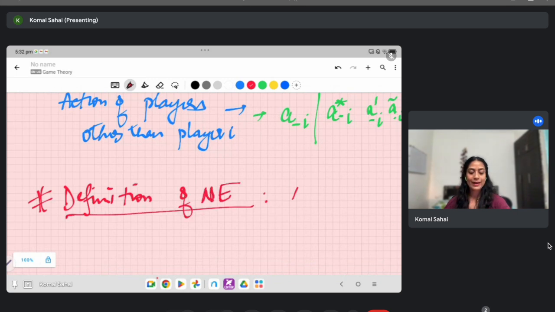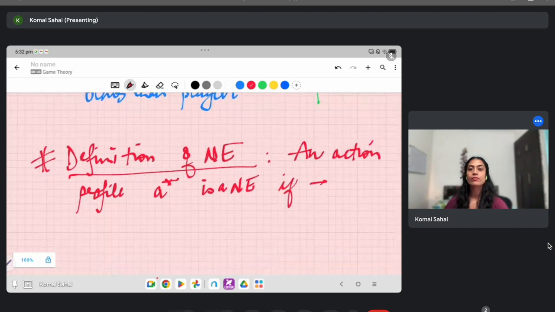Right. So an action profile A star is a Nash equilibrium if हमको क्या चाहिए, जो utility player I को इस action choice से मिल रहा हो, given that all other players are also following the A star action, right? That should not be lower than any other action profile, any other action choice.